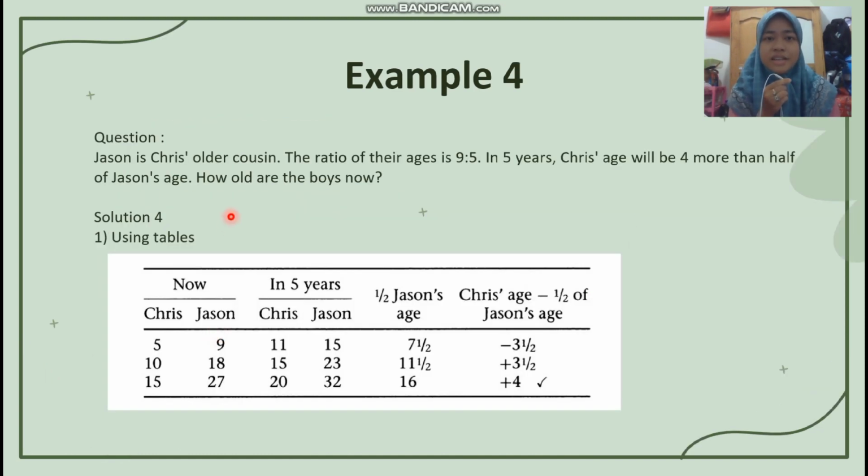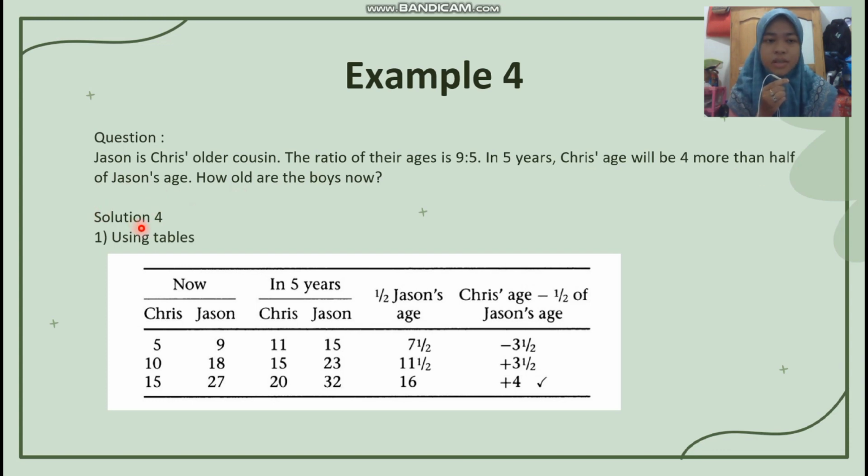Yes, the next is example 4. The question: Jason is Chris's older cousin. The ratio of their ages is 9 divided by 5. In 5 years, Chris's age will be 4 more than half of Jason's age. How old are the boys now?